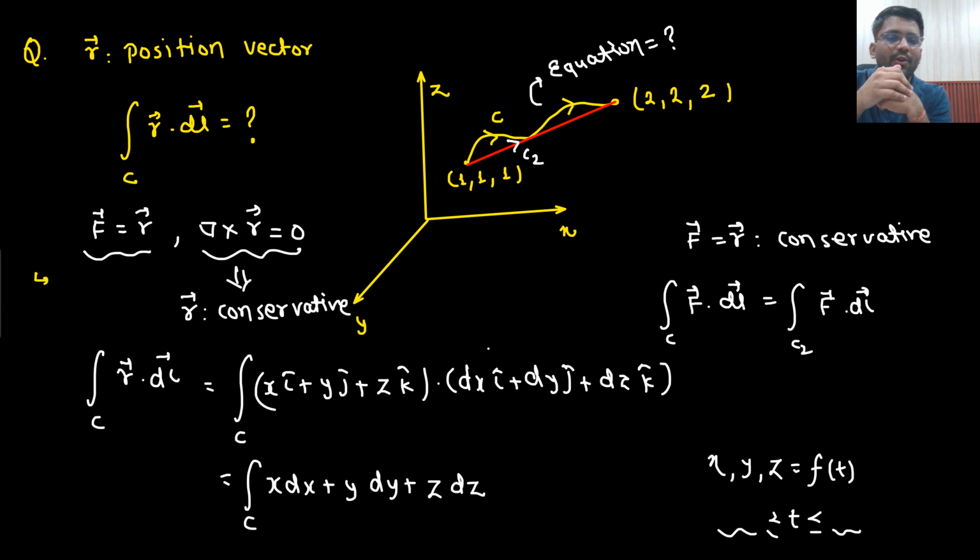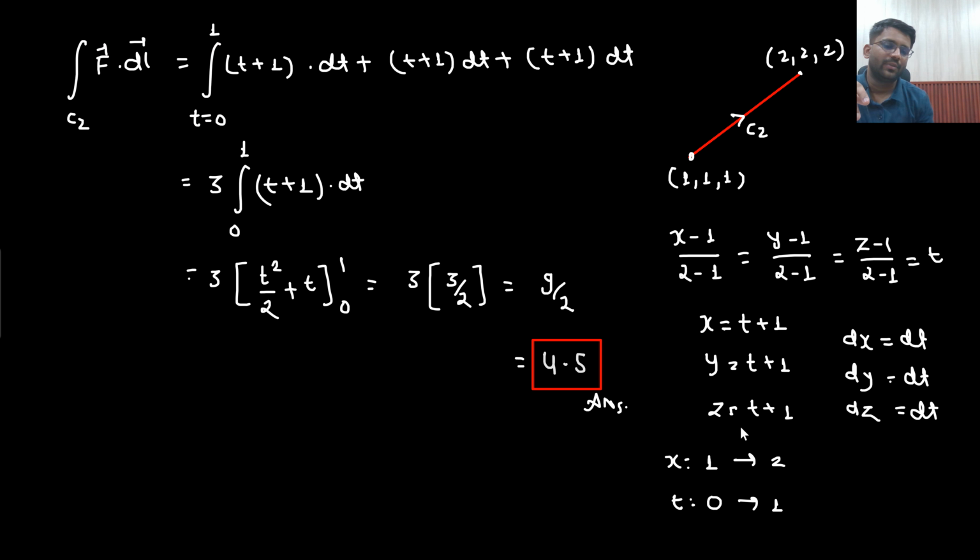So in the examination, if you don't know any information about the curve C, then you should always check whether del cross F is coming out to be 0 or not. If it is 0, there is a very high chance that the field is conservative. And if the field is conservative, then I am really happy, because I can take any path. I don't need to think of curve C only, I can think of curve C2 as well. I can write down the equation, get the values of x, y, z, dx, dy, dz, everything, and get the answer. This is a GATE PYQ only.